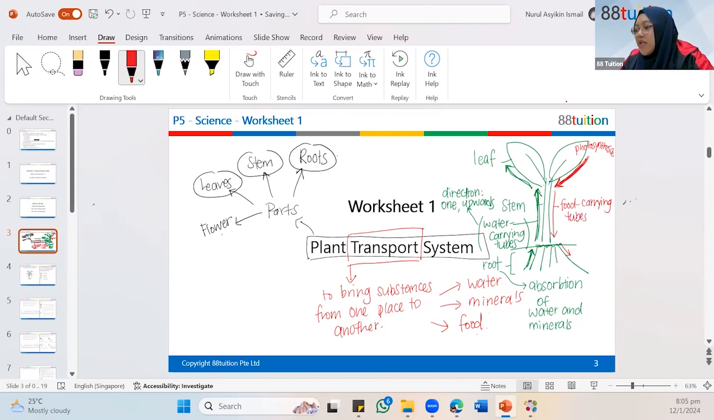Okay, and the direction can be upwards, can be downwards as well. Do you know why it can be both? Anyone knows why it can be both? Maybe it's time for me to hear some contributions from you.